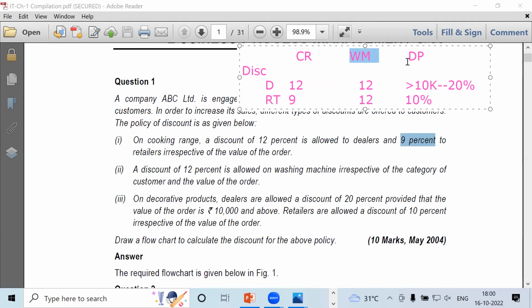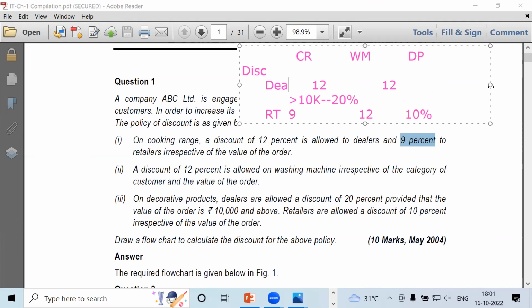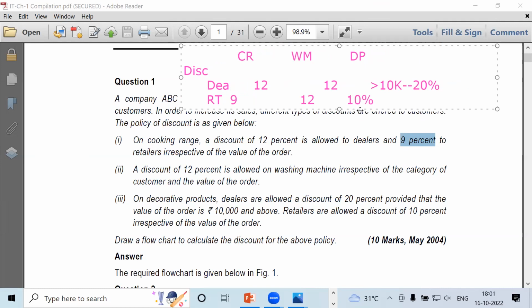So cooking range, washing machine, decorative product. Discount is allowed to the dealer. Let us write like this, dealer. For cooking range it is 12%. For washing machine, 12% for the dealer. For decorative product, you are having 20% if the order is more than 10,000. If less than 10,000, then it is 0%. Same thing for the retailer: for cooking range 9%, washing machine 12%, and decorative product 10% irrespective of the orders. Now we have to draw a flow chart.